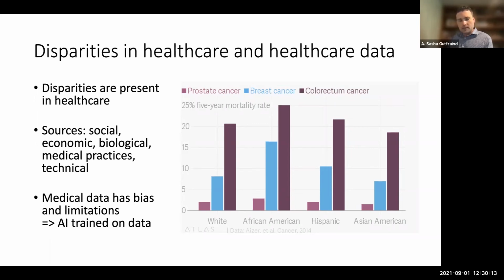Why are these disparities present? There are many sources for these disparities: social, economic, biological, perhaps different medical practices, geography, technical practices. So if we are using data, for example, building an algorithm that assists in medical decision-making or population health planning for cancer, we have to be aware that our data might represent disparities. And sometimes we don't know what the source of these disparities is. We have to be, of course, very careful about building AI using data that contains disparities. Let's take a look at the next slide.